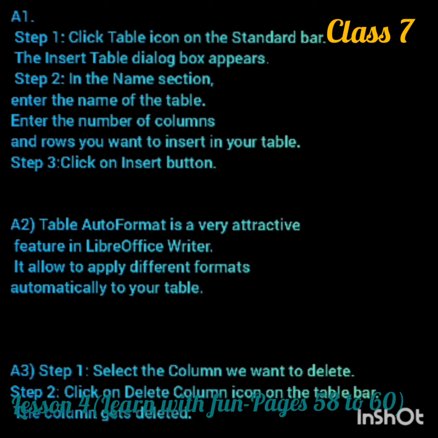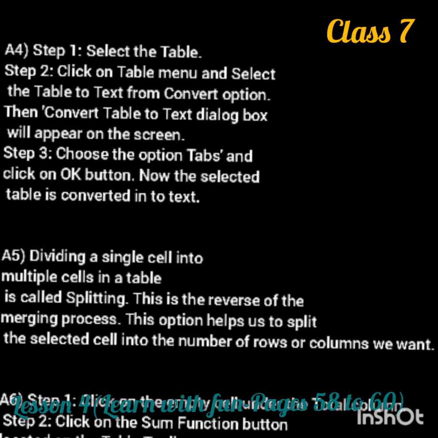Answer number 3. Step 1. Select the column we want to delete. Step 2. Click on the Delete Column icon on the table bar. The column gets deleted. Answer number 4. Step 1. Select the table. Step 2. Click on the Table menu and select Table to Text from the Convert option. Then Convert Table to Text dialog box will appear on the screen. Step 3. Choose the option Tabs and click on the OK button. Now the selected table is converted into text.